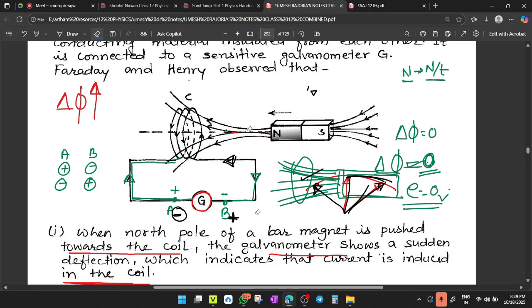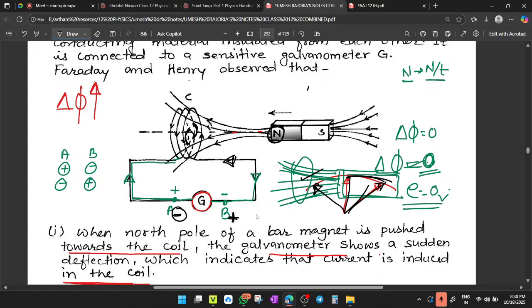In the first case, your magnet is coming towards the coil. Yes, see here. Your north pole is coming towards the coil, right? So this coil will develop that pole which opposes the change of flux. Means this coil will develop north pole to oppose the neighboring north pole. Yes or no? Hey, Mr. North, don't come close to me.